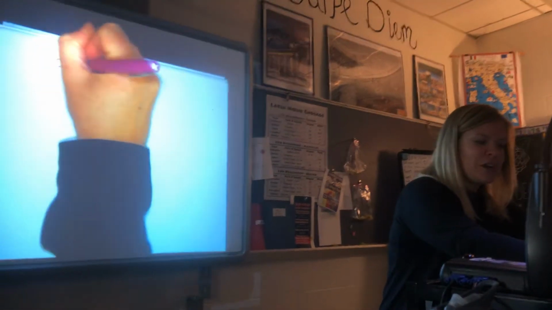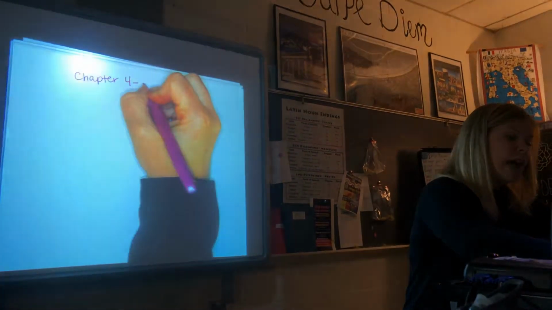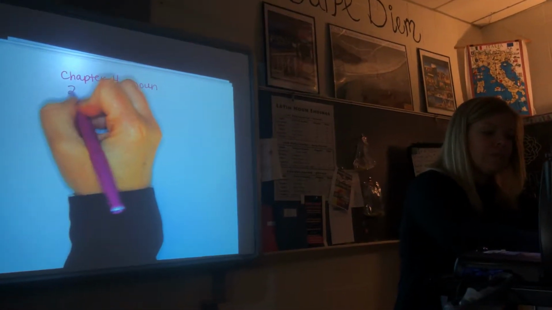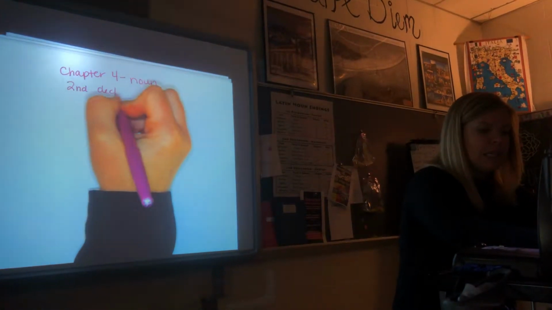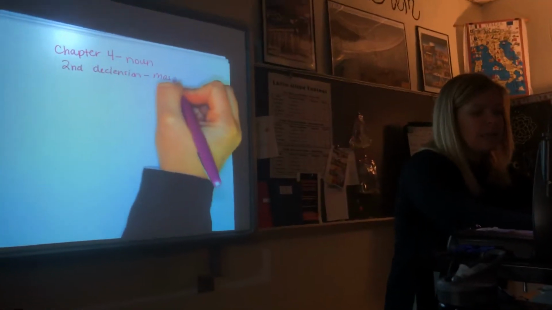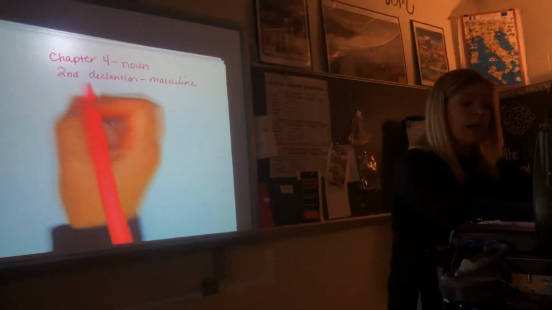So today we are starting chapter 4, okay, which is all about nouns: people, places, things, right? And it's going to be nouns of the second declension, and they are masculine nouns. So we already have talked about nouns, right?